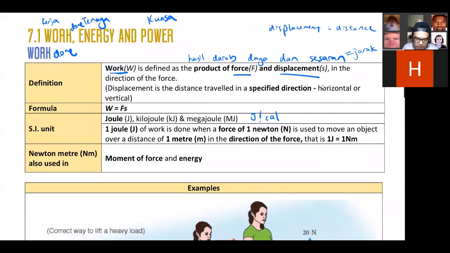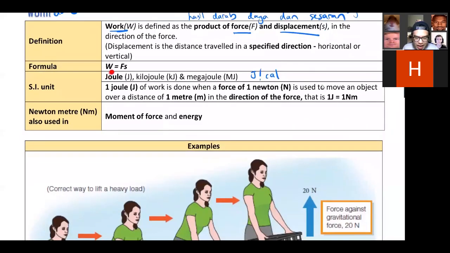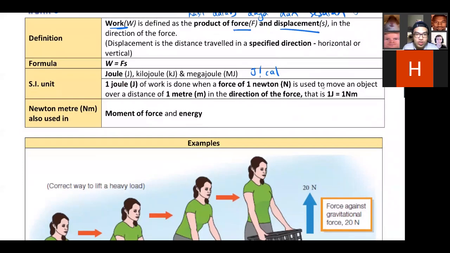So the unit we use is joule. That's the SI unit. So what is the meaning? 1 joule of work is done when? We use the formula: 1 joule is equal to 1 Newton times 1 meter. So 1 joule of work is done when I use 1 Newton to move an object 1 meter in the direction of the force.